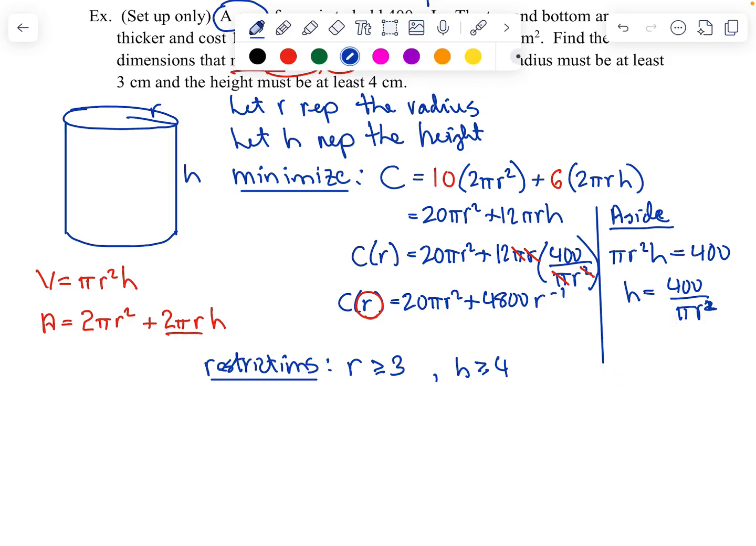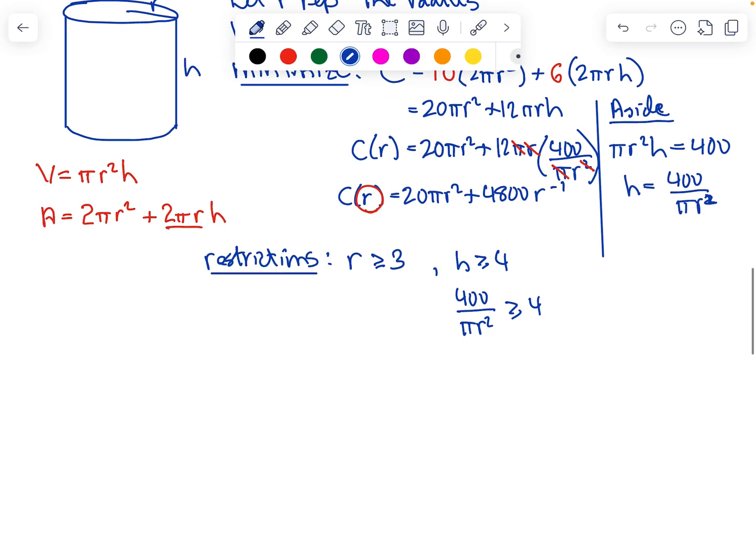So I'm going to say that we have 400 over pi r squared must be greater than or equal to 4. Again, rearranging, similar to a linear equation or a quadratic equation, I'm going to multiply that fraction out so that I have 4 pi r squared. I'm going to divide out the 4 pi. Notice that the 4 will divide out nicely so that I get 100, but the pi does not. So I'm going to leave it as an exact answer.